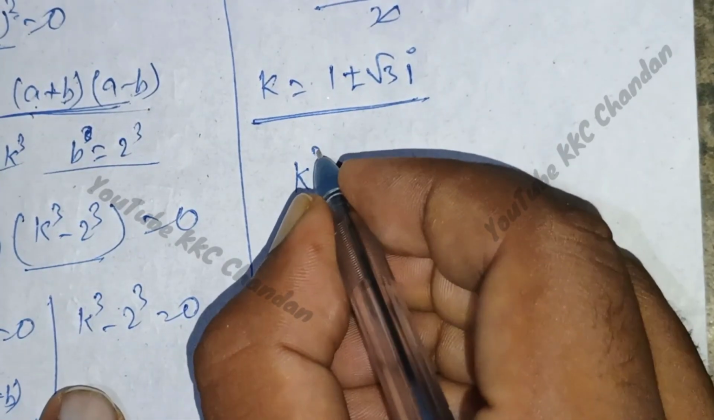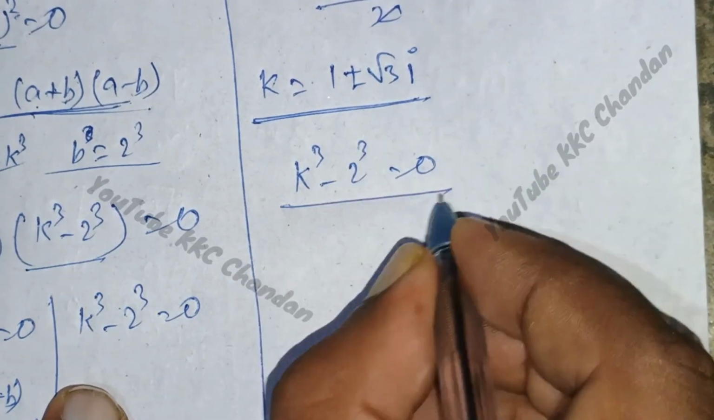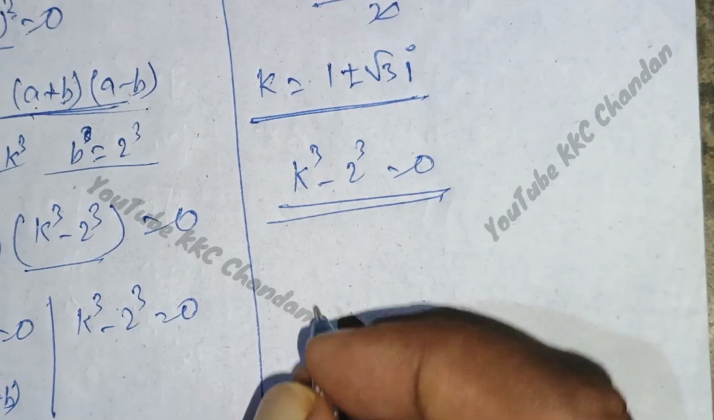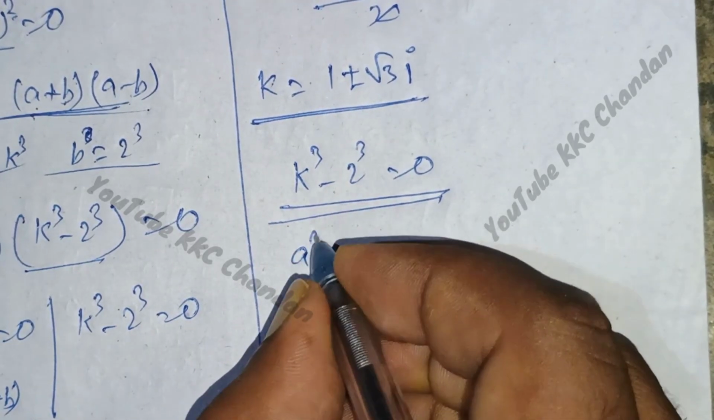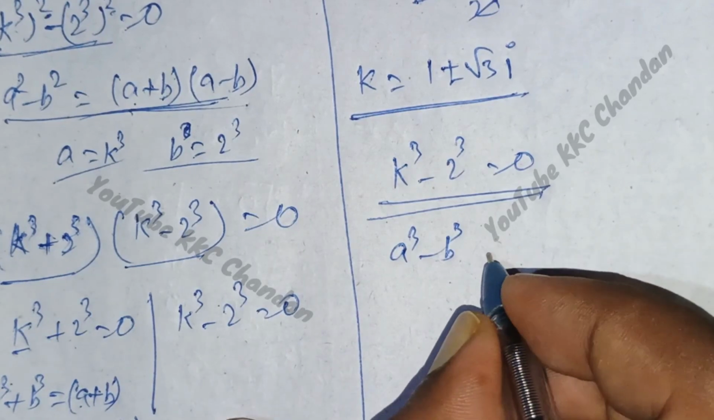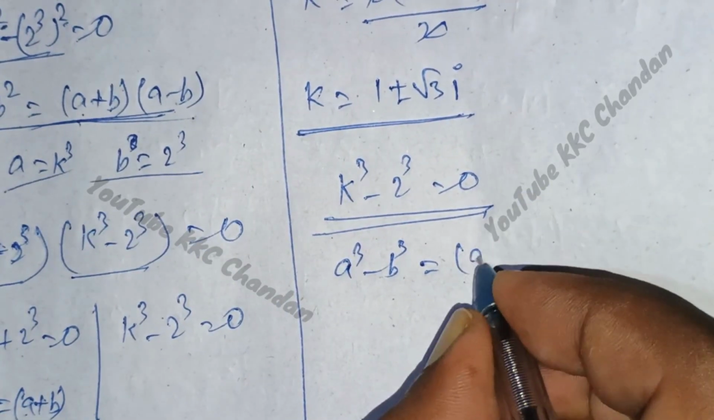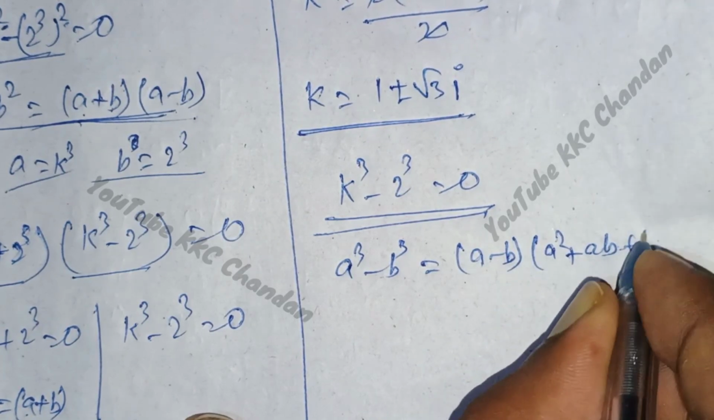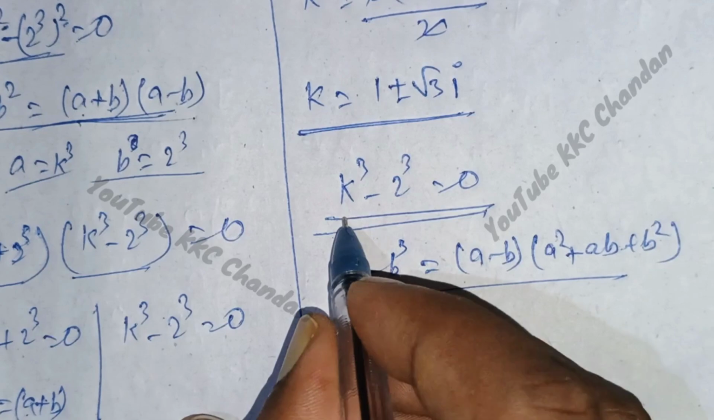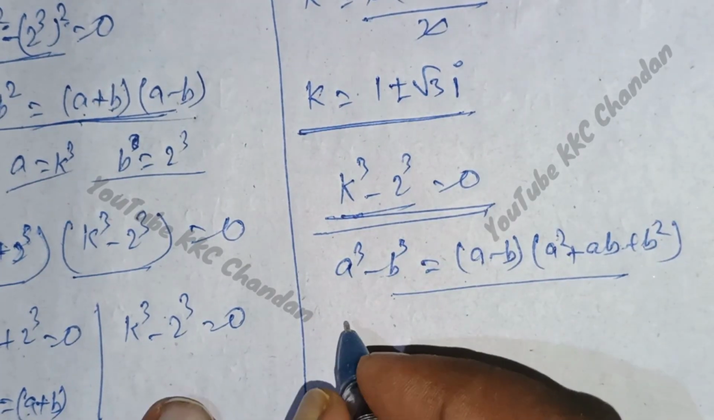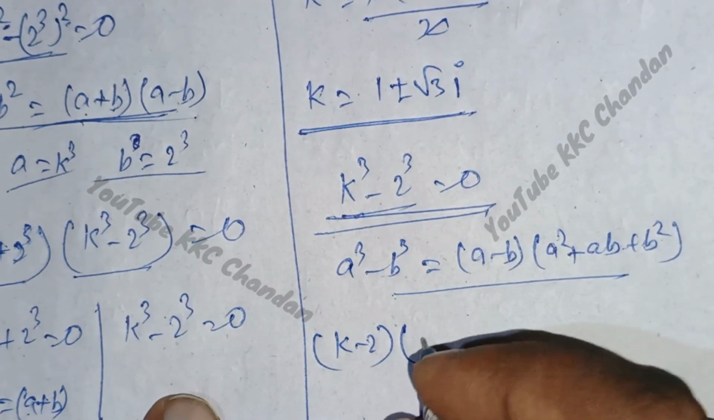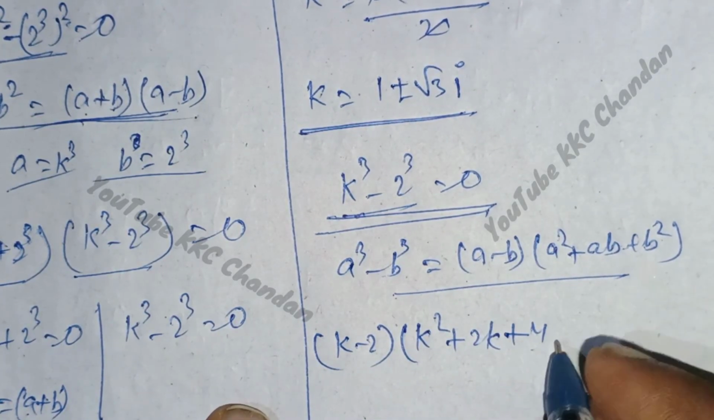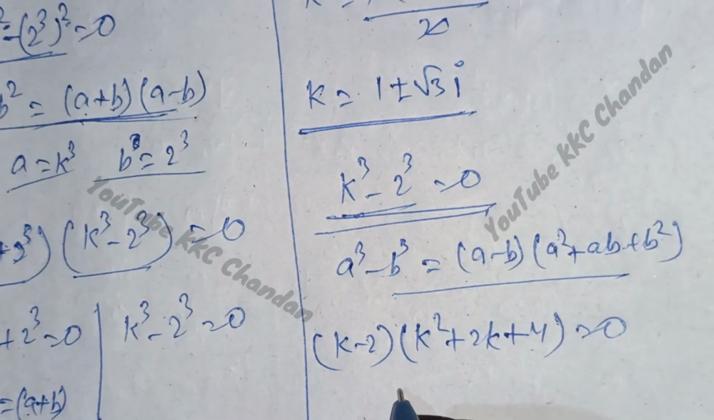Next step: k cube minus 2 cube is equal to 0. So this is in the form of a cube minus b cube. We know the a cube minus b cube formula is (a minus b) into (a square plus ab plus b square). This formula will be applied here. So see here, (k minus 2) into (k square plus 2k plus 4), where b square means 2 square, is equal to 0. Here two equations arise.